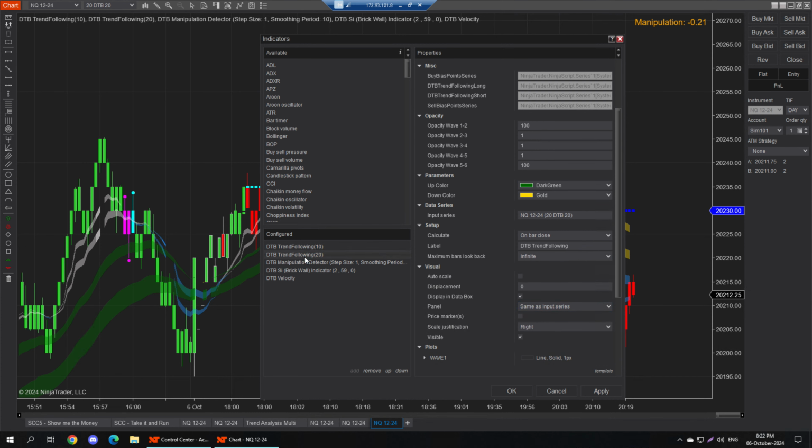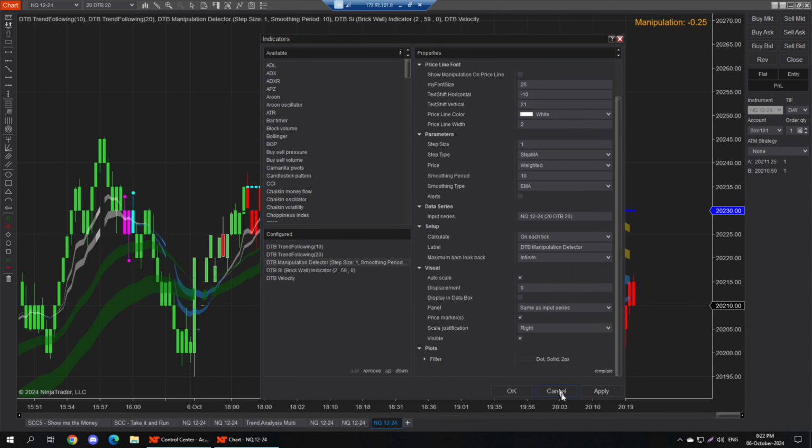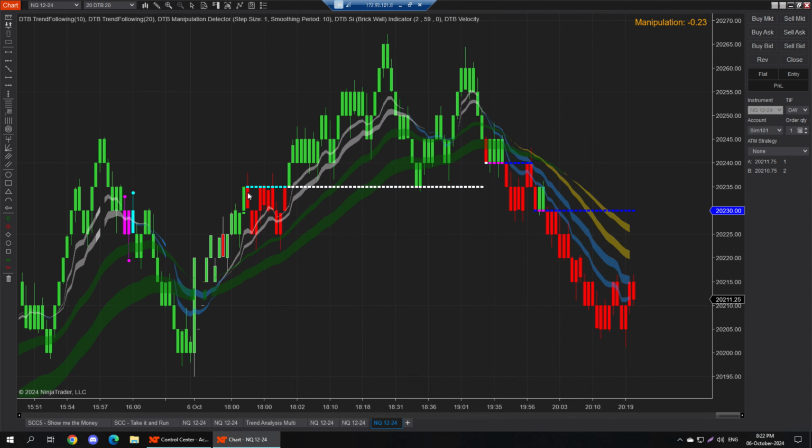And that's going to plot accordingly. So these are cool little templates. And as you can see, it's got the brick wall in too. So it's got the SI indicator, which is used in a lot of our strategies, and it's absolutely incredible how the levels on the SI indicator, these brick walls, are drawn.